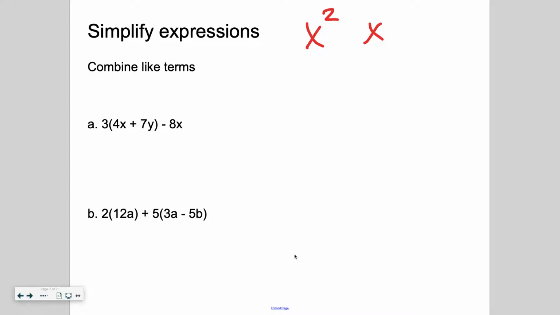You guys with me? So in the first one, what do I need to do to start simplifying that? What do I have to do first and foremost?